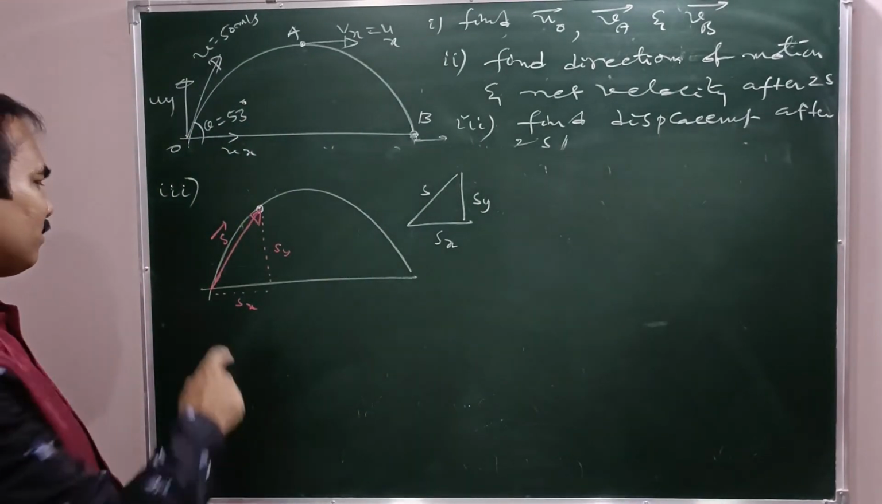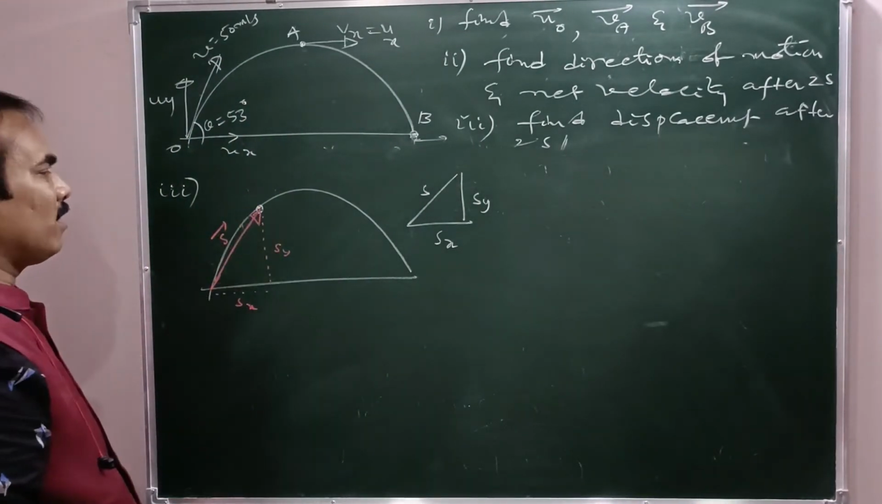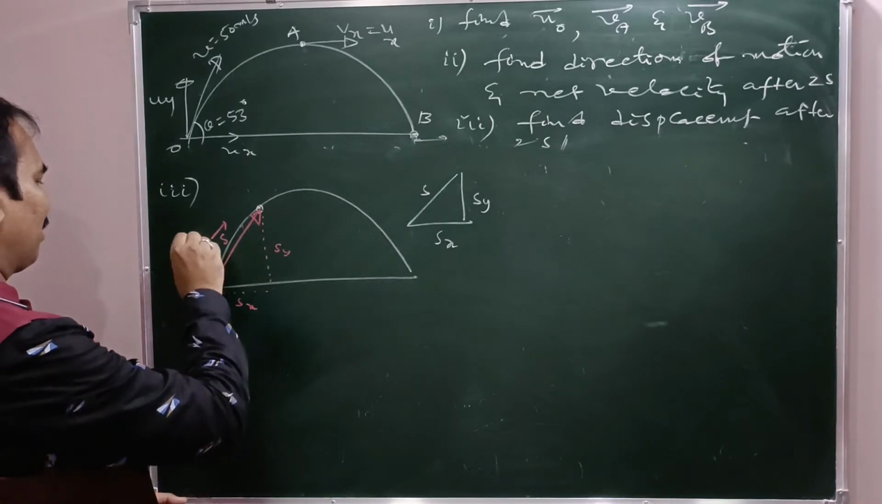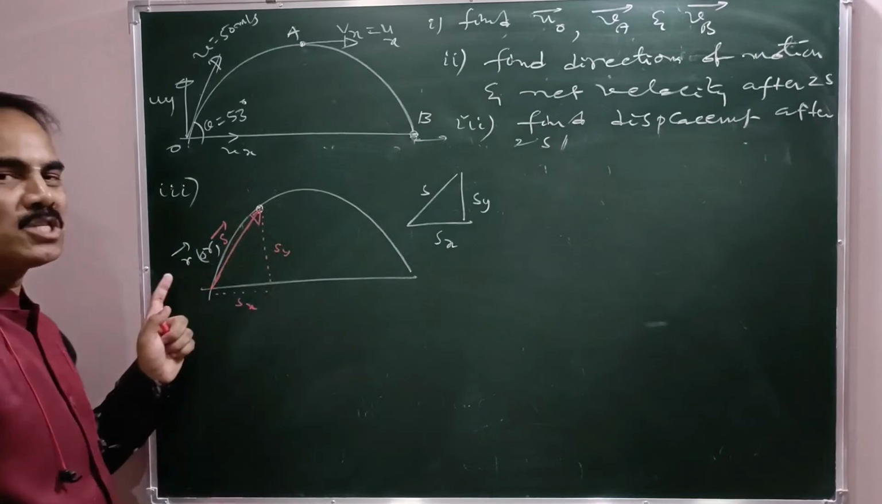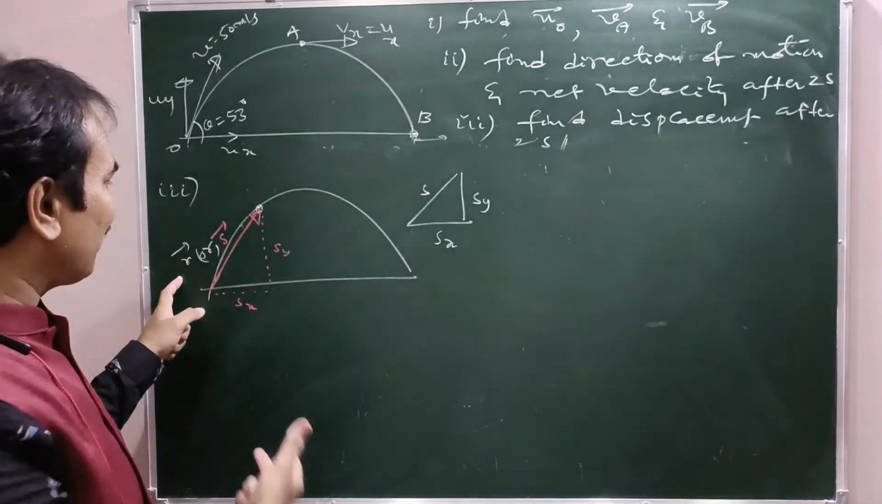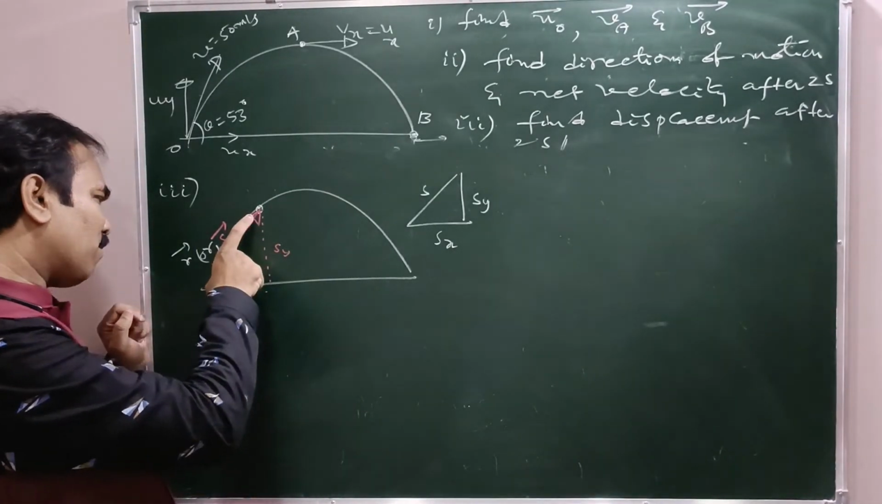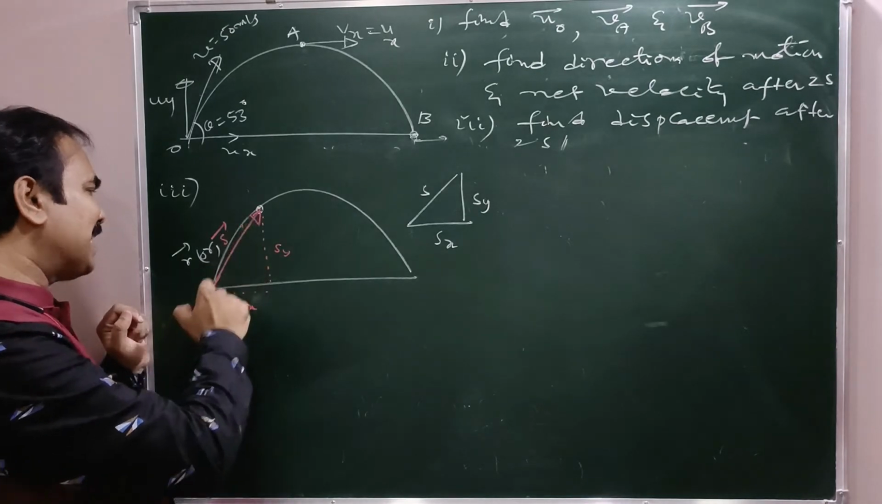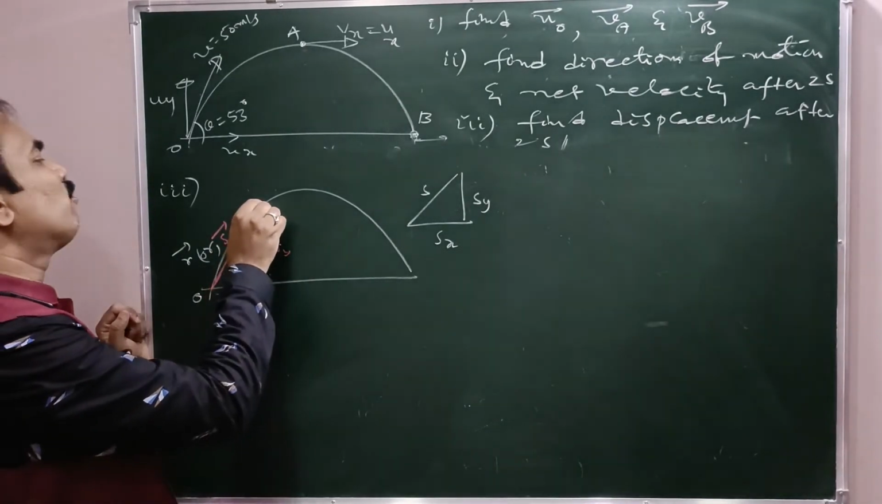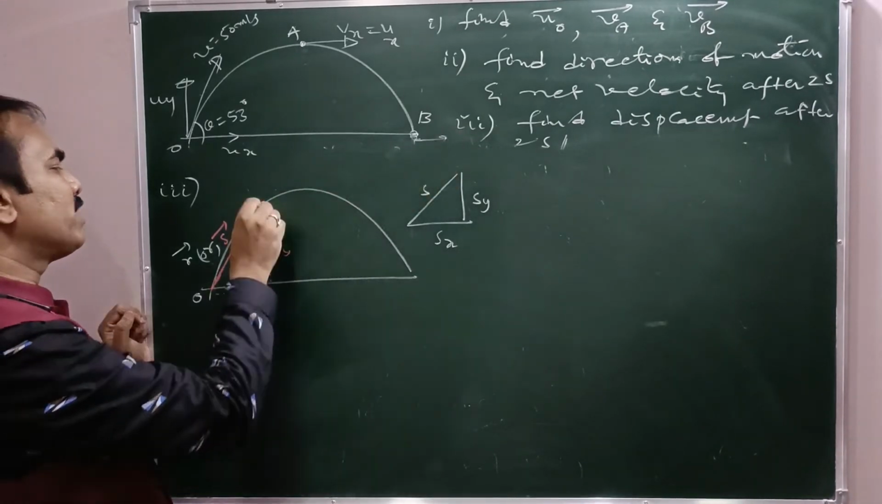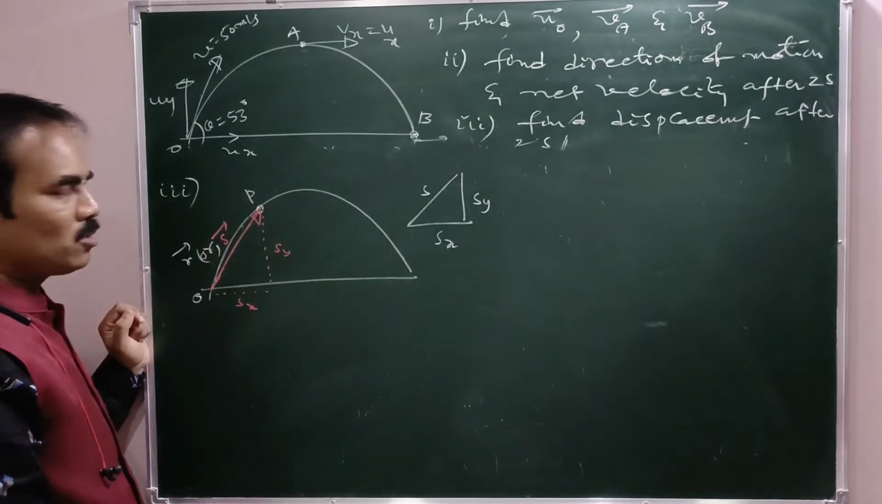Otherwise, this is also known as position vector, right? R bar or S bar. Position vector or displacement vector, both one and the same in this case. So R bar or S bar. This is the line segment drawn from initial position O to the given position after t equal to 2 seconds. This is position P.